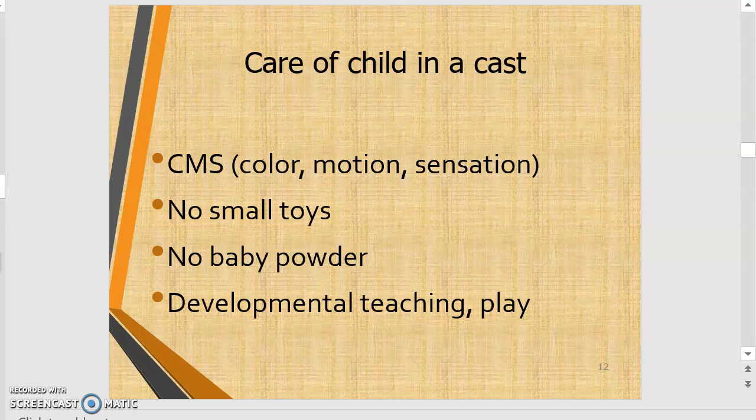CMS, this is something we can do with children during the cast, checking the color, motion, sensation. Don't let them stick small toys inside the cast. Don't use baby powder. And then remember that you have to continue with their developmental growth by doing teaching and playing, depending on the age. So, work on arts and crafts or homework from school, depending on the age group.